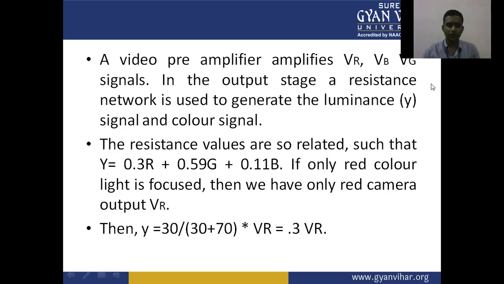The resistance values are so related that the luminance signal Y equals 0.3 R plus 0.59 G plus 0.11 B. If only red color light is focused, then we have only the red camera output VR. Then Y equals 30 upon 100, that is Y equals 0.3 VR. So this is the equation or the value of the luminance signal.